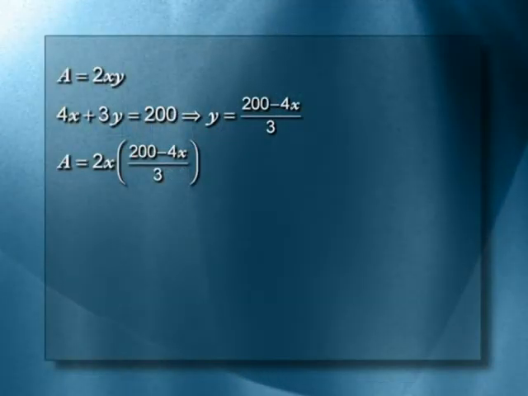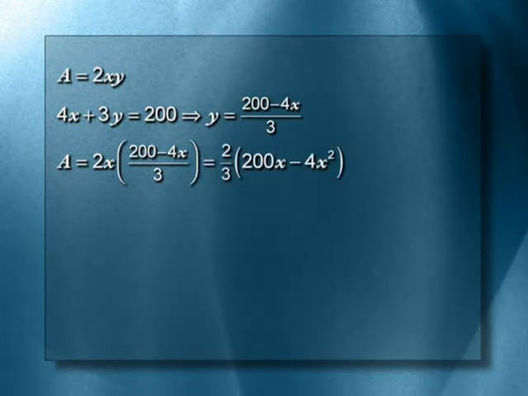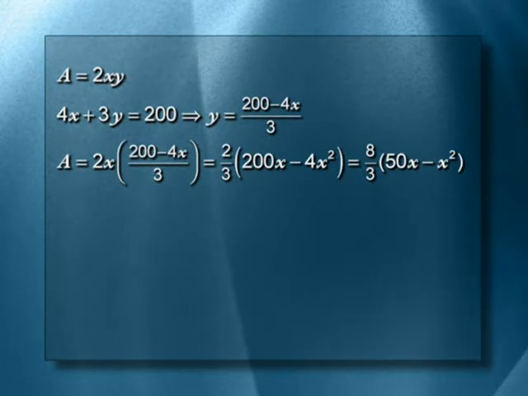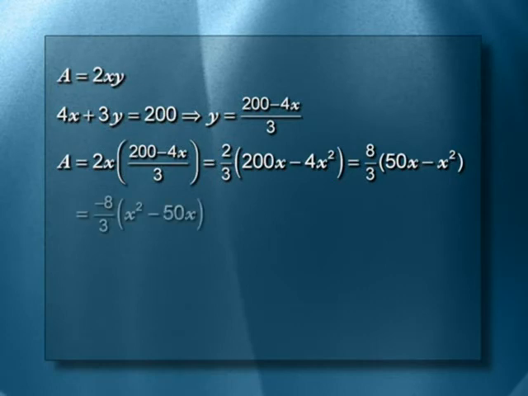First, I'm going to pull the 3 outside and move the x inside the parentheses, so I get 2/3 times 200x minus 4x squared. Now I'm going to move a 4 outside, so I get 8/3 times the quantity 50x minus x squared. In order to complete the square, I want to have the x squared term positive, so I'm going to move a minus sign out. And I have now minus 8/3, and now it's x squared minus 50x. Those two flip-flop. And let's complete the square.